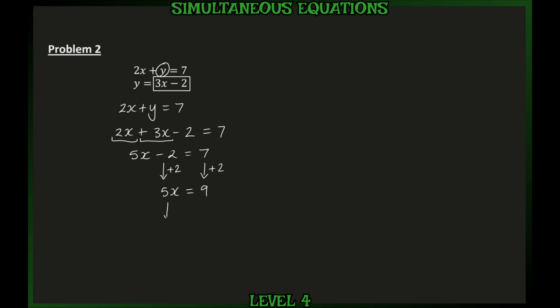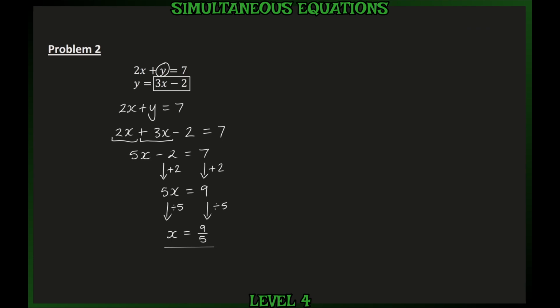Finally, to remove the times 5 in front of the x, we can do the inverse of times 5, which is divide by 5, and do the same on the right. And on the left, the times 5 and the divide by 5 cancel out to leave us with x. And on the right, 9 divided by 5 can just be written as 9 over 5. We can also write it as 1.8, but I'm going to leave it as a fraction.